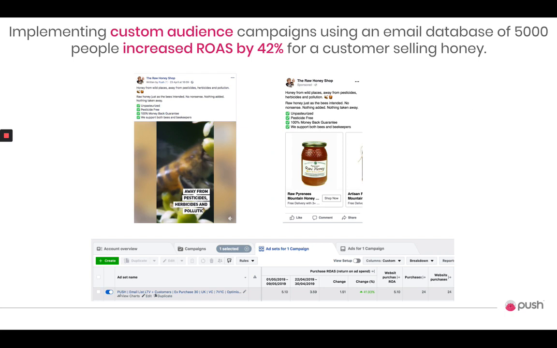So a honey customer, a customer selling honey online, with an email database of just 5,000 people, was able to improve their return on ad spend by 42% just by going after existing customers.